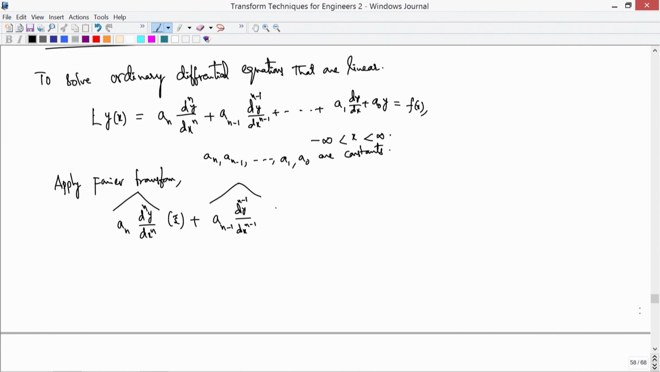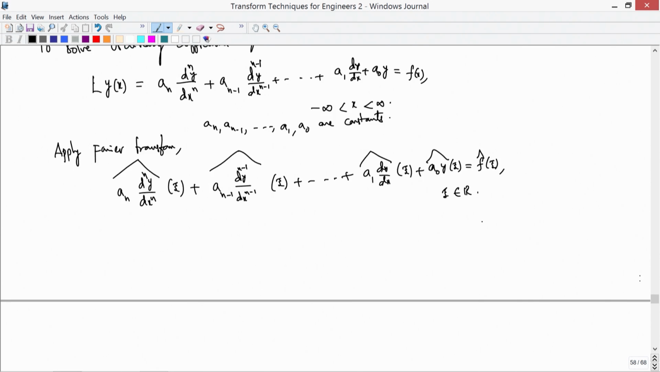For this, if you take the Fourier transform and so on, you end up getting a1 dy by dx, for which you take the Fourier transform, and you have a naught y transform. Y is a function of x, a naught is constant. So, what you get is f cap of xi, where xi belongs to the full real line. So, this is what you have if you apply it.